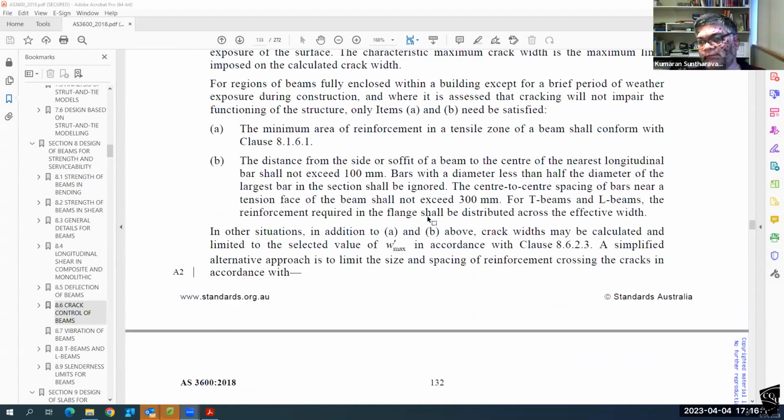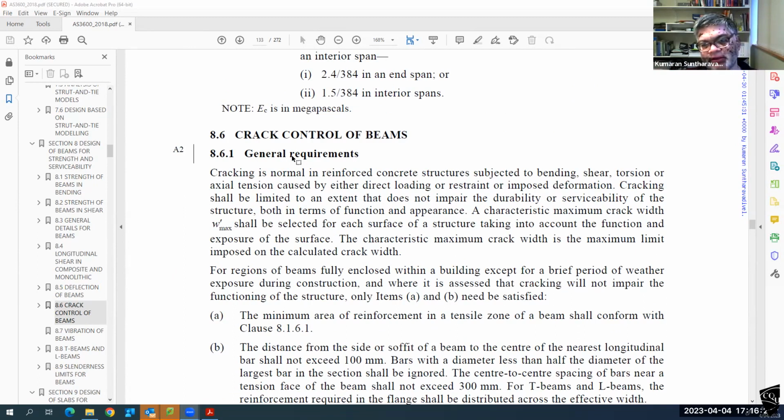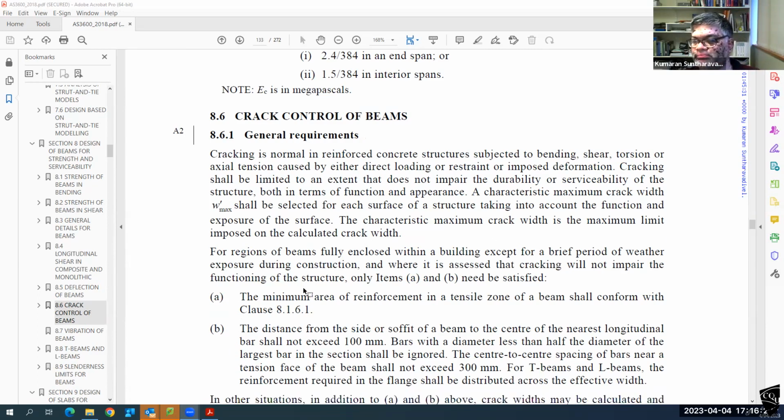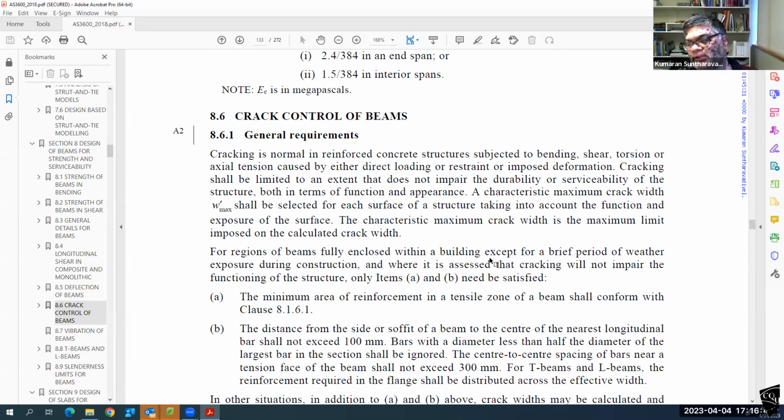Yes, sir. Okay, so Gerald, if you have this section, this one, isn't it? Yes, sir. So you have 3 possibilities. The first one is a very simple one. If the beam or slab is inside the building, so if you look at the second paragraph, for the regions being fully enclosed within the building. Can you see my pointer? Yes, sir.